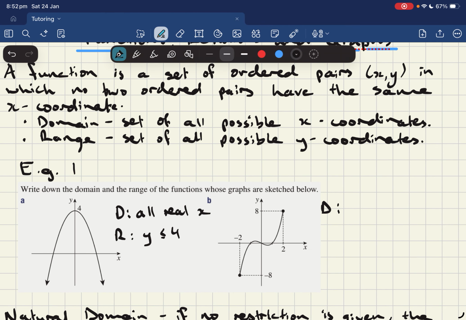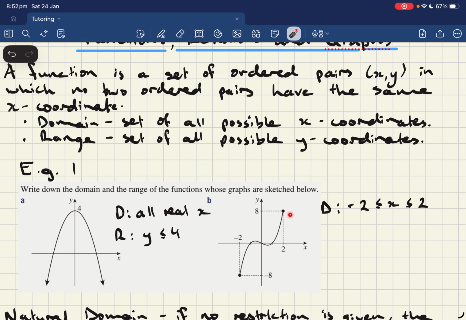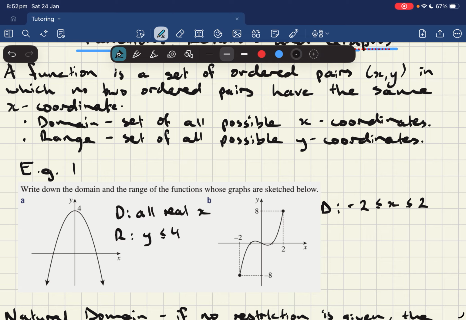So the domain is going to be in between, x is going to be in between negative 2 and positive 2. But it can take on these values because the circle is closed. If it was an open one, then this would be an inequality where it can't be equal to. It'll be discontinuous at that point. It would stop. So the range, it goes from negative 8 to positive 8.